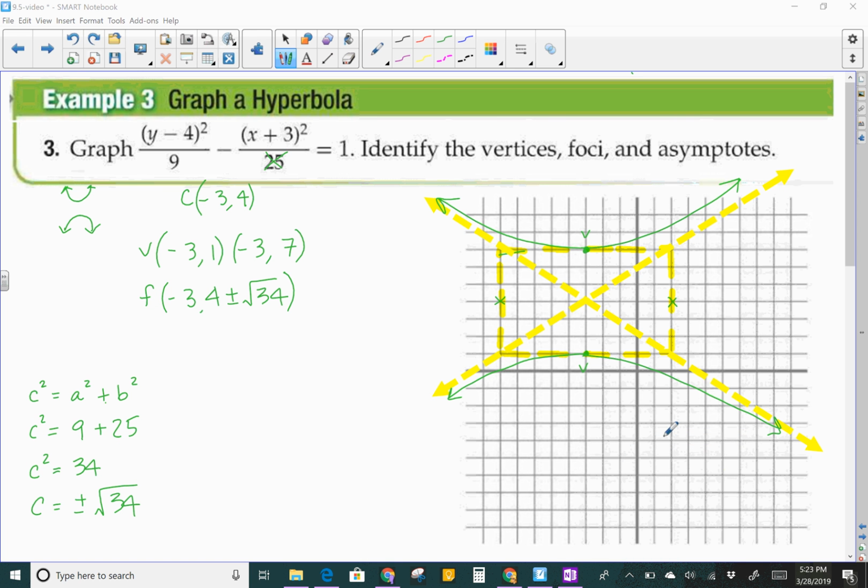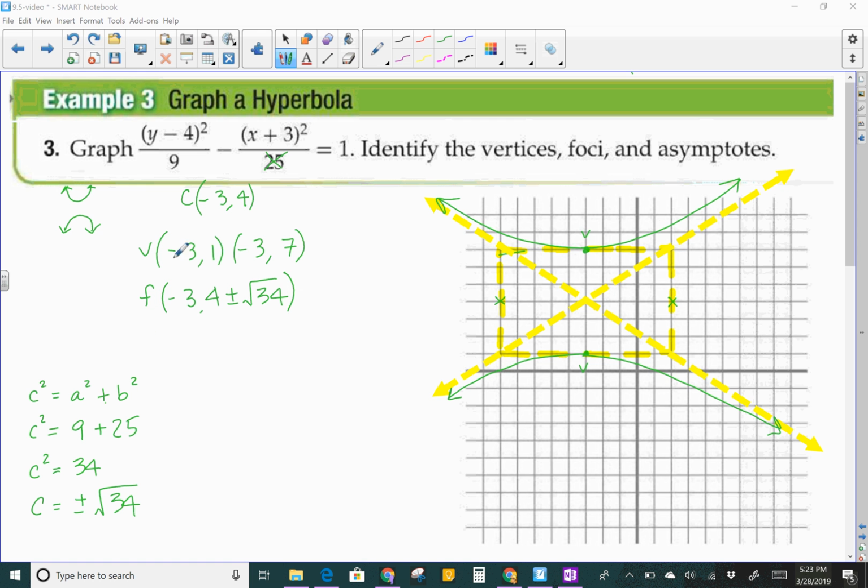Okay, I'm going to try to finish this problem. So you saw me get to C squared equals 34, C equals plus or minus the square root of 34. My y coordinate's changing, my x coordinate is not. So I say that the foci are -3, 4, because that was my center point, plus or minus the square root of 34. So we're done with that. We have to do the asymptotes.